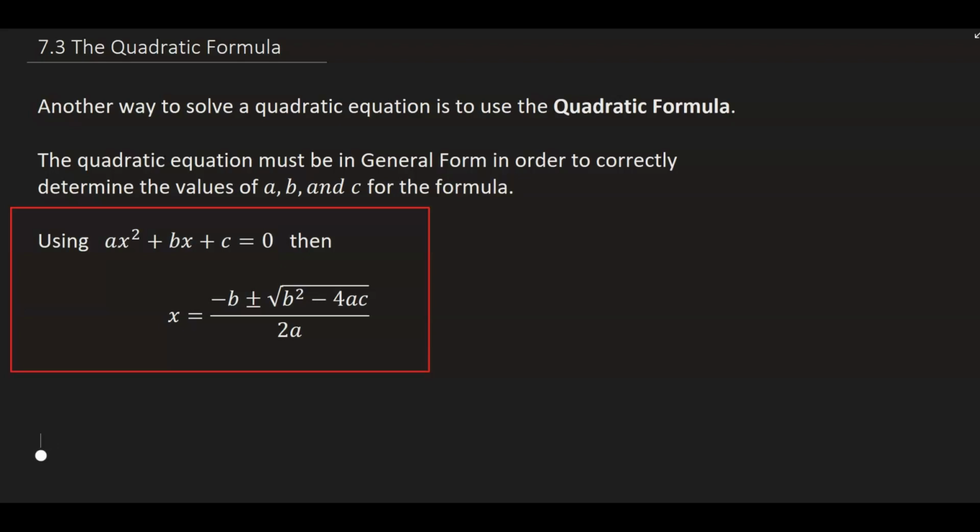So really, it's important we put our equations into the general form, and then we just have to identify what a is, what b is, and what c is, and substitute those into the formula. So let's take a look at an example.